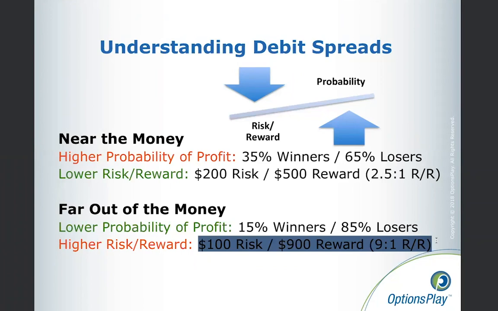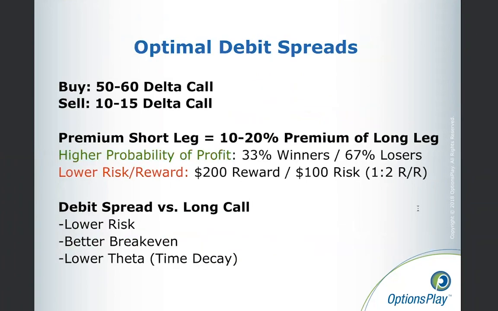Understanding the trade-off between probability and risk-reward is really important in helping you decide which strategy is best suited for you. So what are the optimal debit spreads? We back-tested this strategy across thousands of signals that we've gotten to buy or sell a certain stock, and we compared buying the stock to buying a debit spread. What we found for debit spreads is that you always want to buy a slightly in the money call, about a 50 to 60 delta call. This is not just calls, this is calls and puts. So either buying a 50 to 60 delta call or put and selling the 10 to 15 delta call or put against that. That is what we find to be the optimal debit spread for trading.